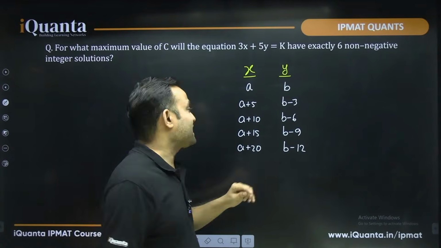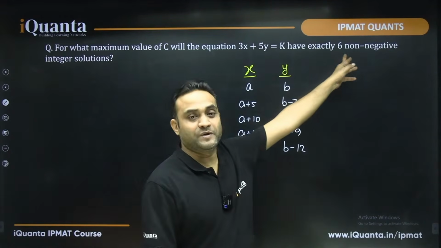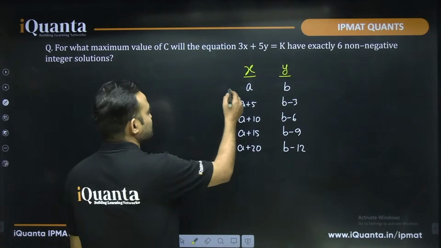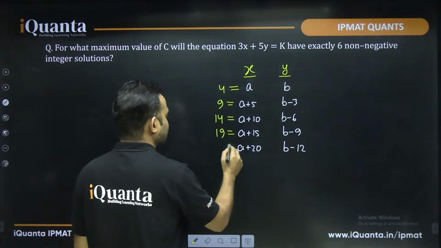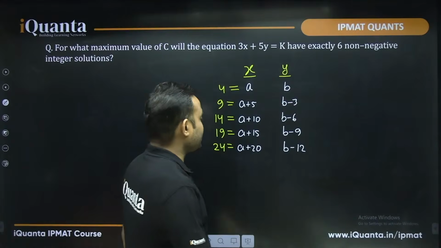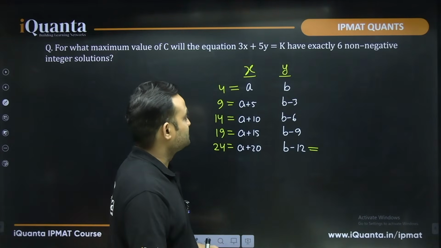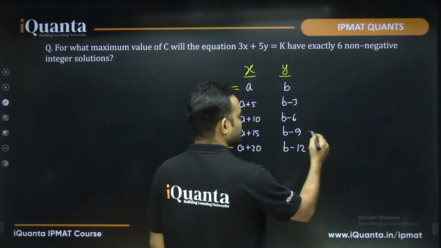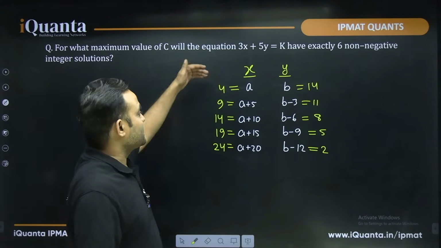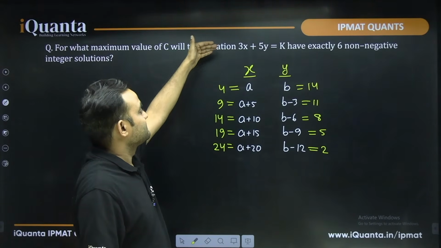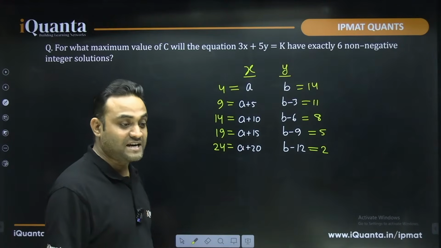If I want to maximize it, what is the maximum value of a so that a minus 5 cannot be 0? I can take the maximum value of a as 4, then this will become 9, then 14, then 19, and then 24. Now what is the maximum value of b minus 12 I can take so that there won't be any solution after that? I can take this as 2, then this will be 5, 8, 11, and 14. Because if you want to take x as minus 1, before this it will be minus 1, and before this it will be minus 1. So this will be the maximum value that you can take.